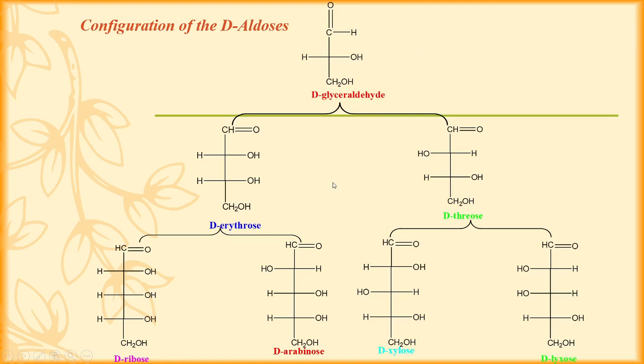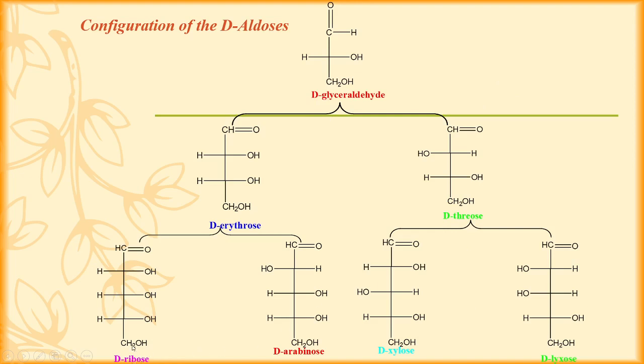So starting from D-glyceraldehyde, this triose sugar can be converted into these tetroses. The two tetroses are D-erythrose and D-threose. Again D-erythrose forms D-ribose and D-arabinose, while D-threose forms D-xylose and D-lyxose. So here we can write "get Raxel". The first initials are G E T, that is "get", and R A X L, that means "get Raxel". For remembering the structures we can use this short form, "get Raxel".